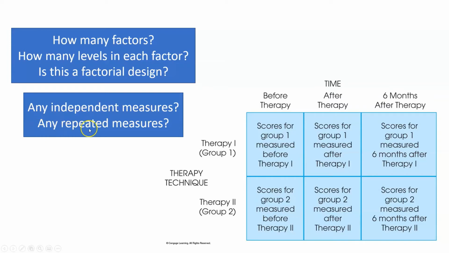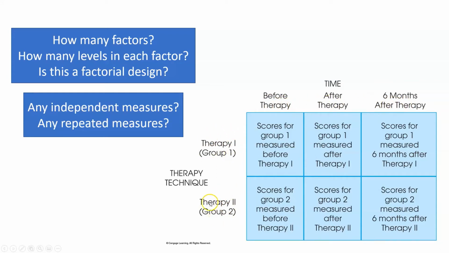What about any repeated measures or any repeated factors? Hopefully you noticed that therapy technique was an independent measure. These are separate groups of people receiving 2 different kinds of therapy. But time is a repeated measure because we have the same group of people before therapy as after therapy and then 6 months follow-up. So here we've got a repeated measure. We're tracking them over time.